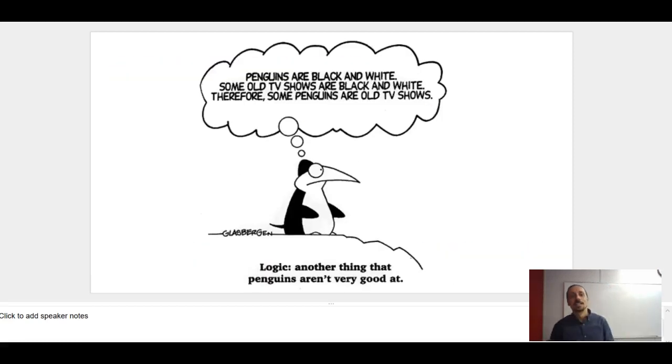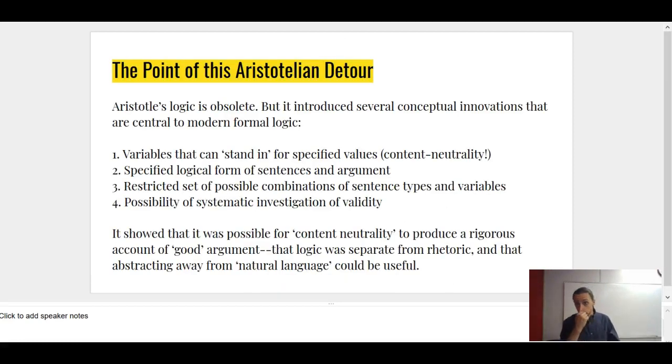So, here's some penguins are black and white, some old TV shows are black and white, therefore some penguins are old TV shows. This is an invalid argument. This logic is a thing penguins aren't very good at. I was trying to find funny things in the slides with Google image search. Thanks, Glassbergen. Don't sue me.